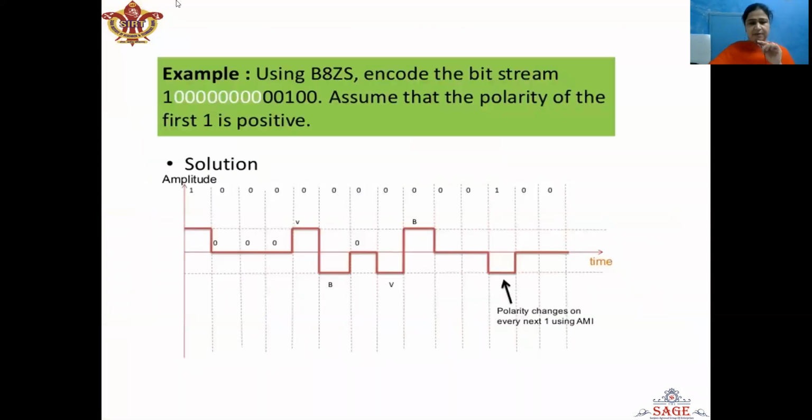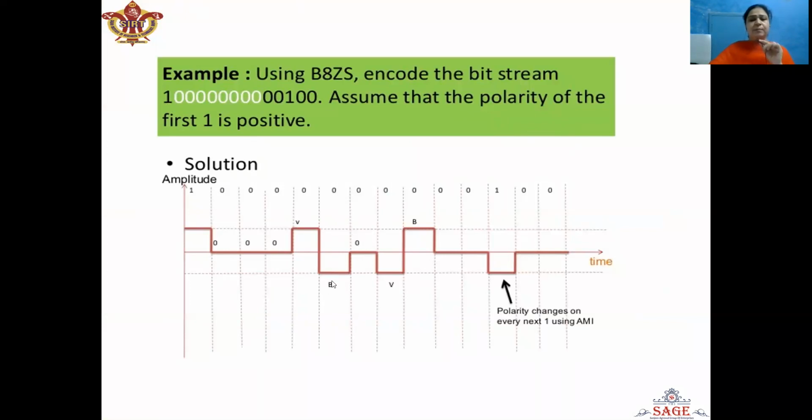Now, in this example, we will encode the bit stream here: 1, 8 consecutive zeros, then 0, 0, 1, 0, 0. Here we have assumed that the polarity of the first one is positive. So, since 8 consecutive zeros are used, we will use the pattern 000VB0VB. The violation bit V is represented by the positive voltage because the previous one bit is represented by the positive voltage. Then we have B0VB.